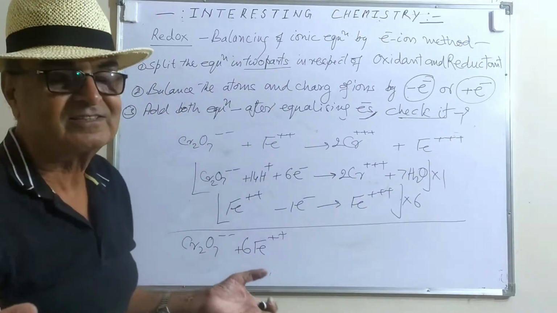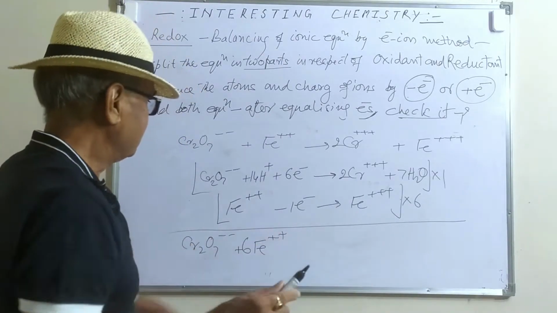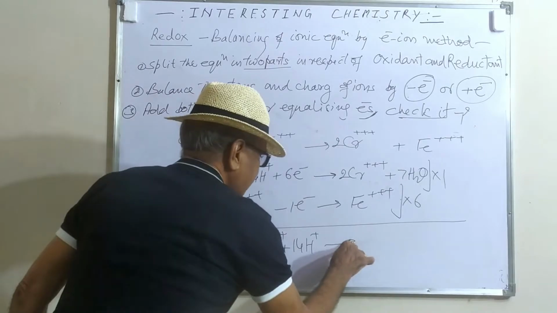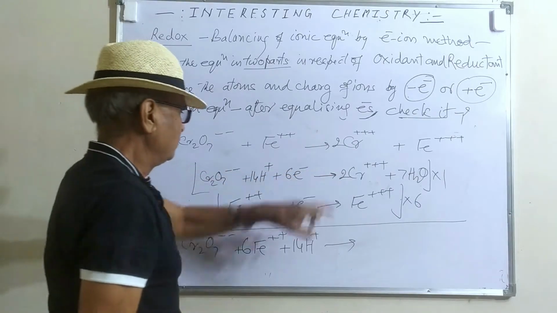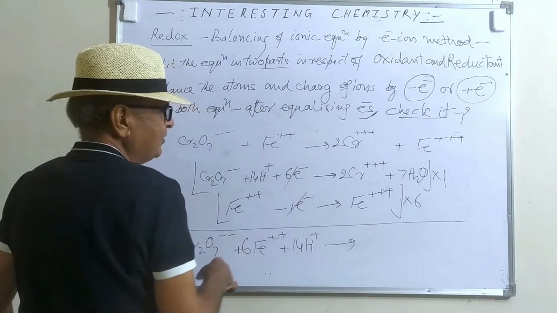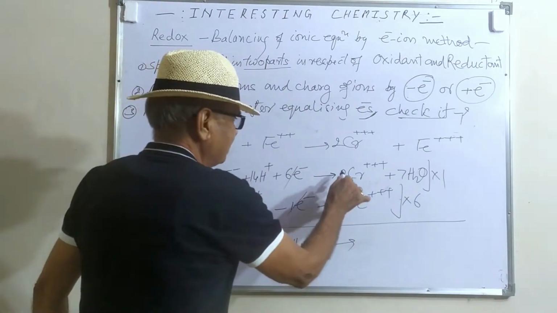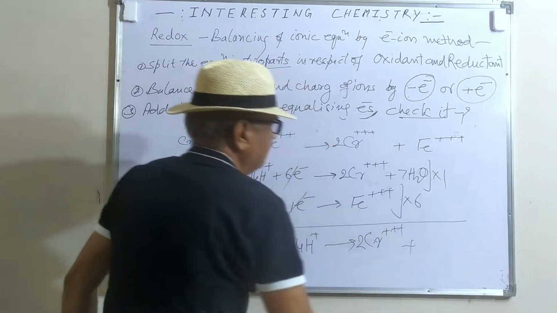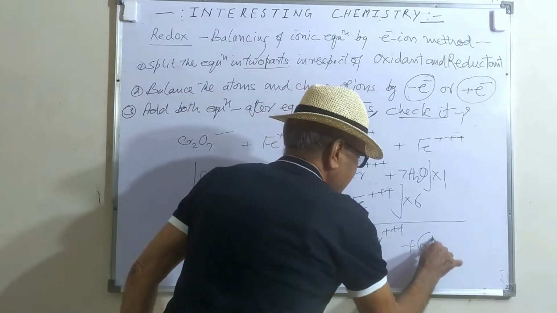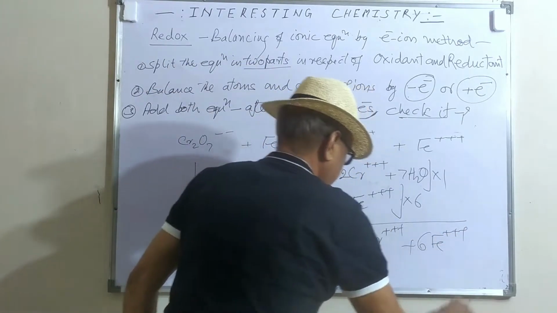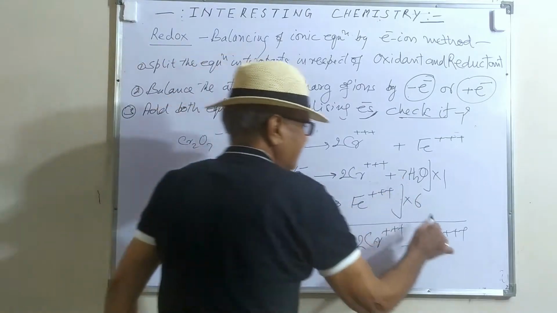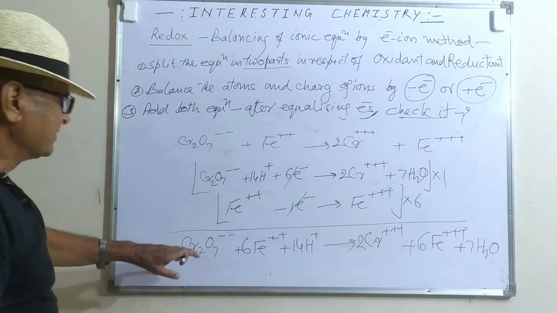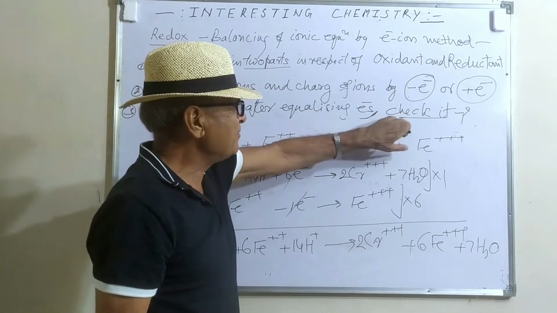If you don't write 6, then you are making a mistake. So 6, plus 14H. This is 14H. And again, the electrons will cancel each other in each direction. So here 2Cr triple positive plus 6Fe triple positive, and 7H2O. Now, check it. It is a very important part.